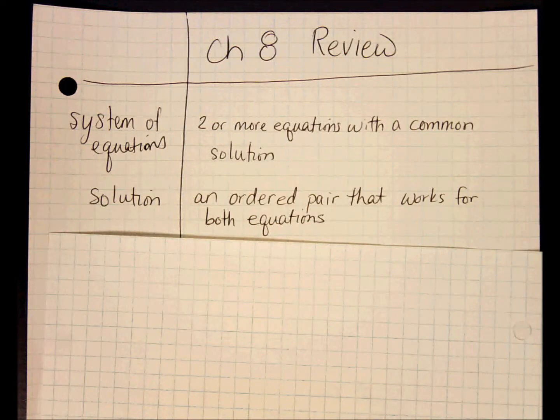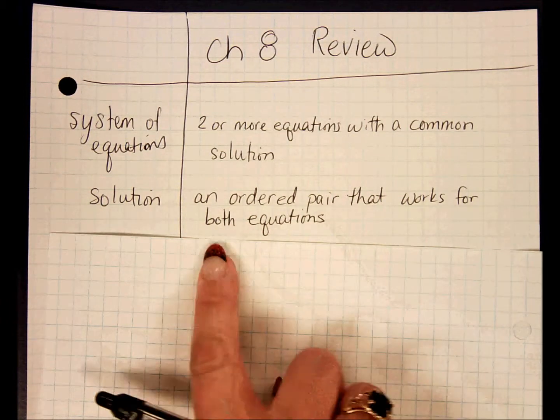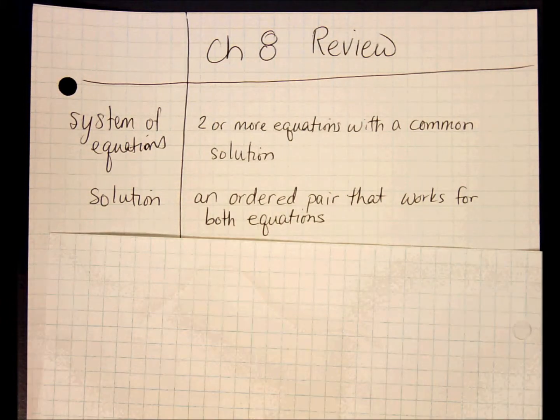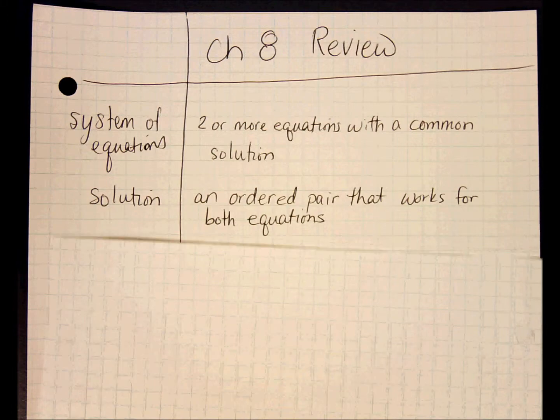All right, this is Chapter 8 review. So we started by talking about what a system of equations was and what a solution was. A system of equations means you have two or more equations with a common solution. So what that means is that if you have the same ordered pair, that will work on all or both of your equations. So we'll look at that right now so you can kind of get an idea of what that looks like.